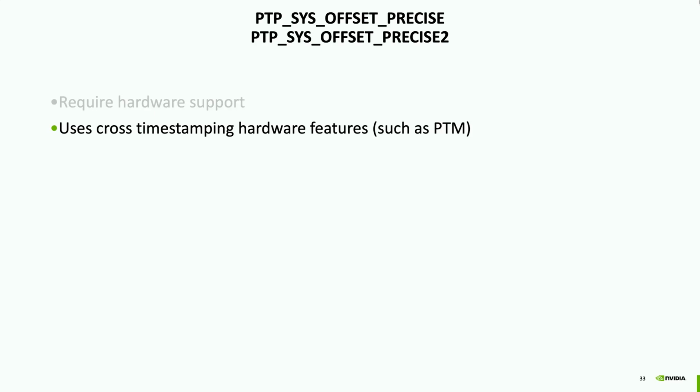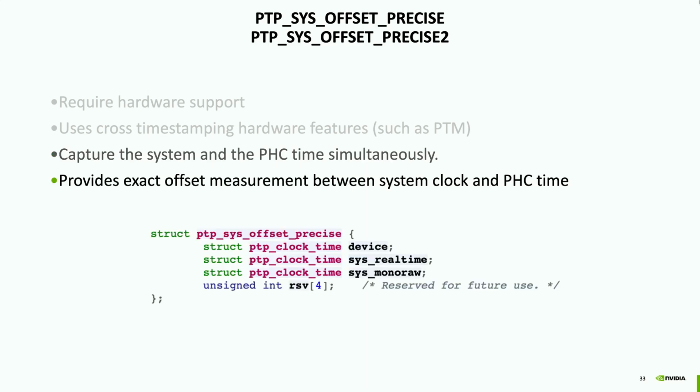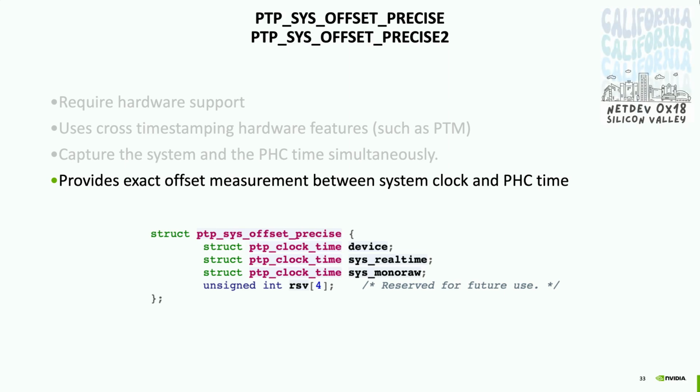It uses the cross timestamping, so this function will try to capture the system and PHC clock, so your CPU clock and the clock of your device, at the same time, hopefully atomically, but not always. Transactions may be different, but generally it's the hardware way to capture both clocks at the same time. And that's what it returns. It will return the measurement of the clocks. It will get the device time, the real time, and the monotonic raw timestamp that are hopefully captured at the same time.